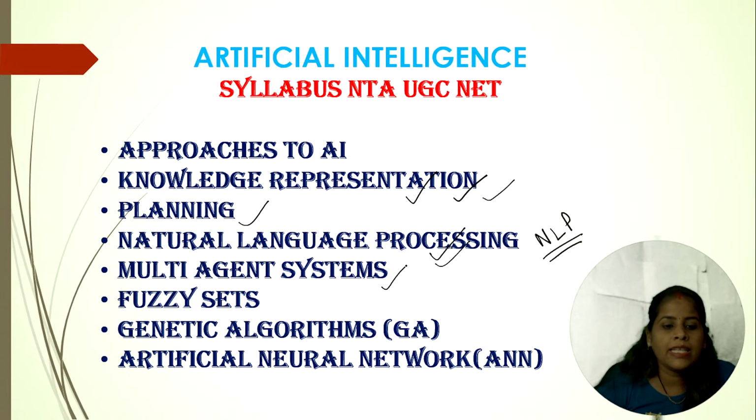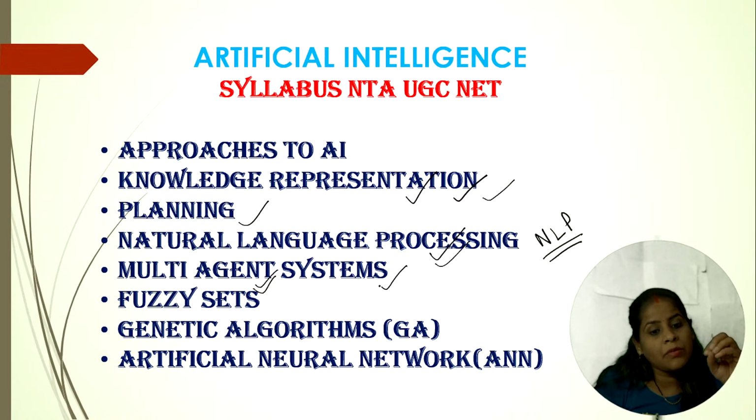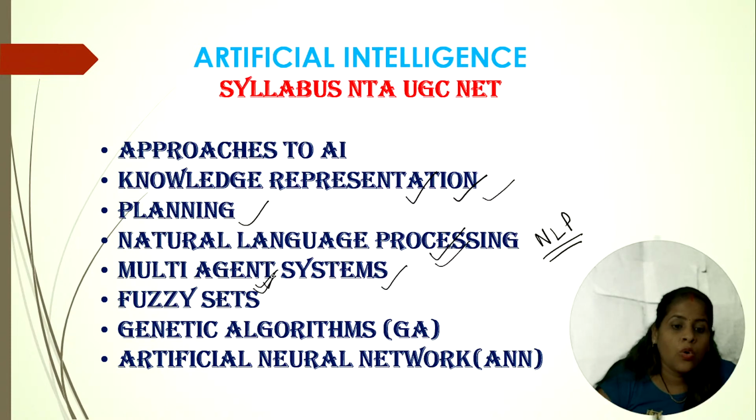And then multi-agent system. Who are agents? Agents are the robots and the systems which we make artificially intelligent. Agents are the ones who are doing the work.